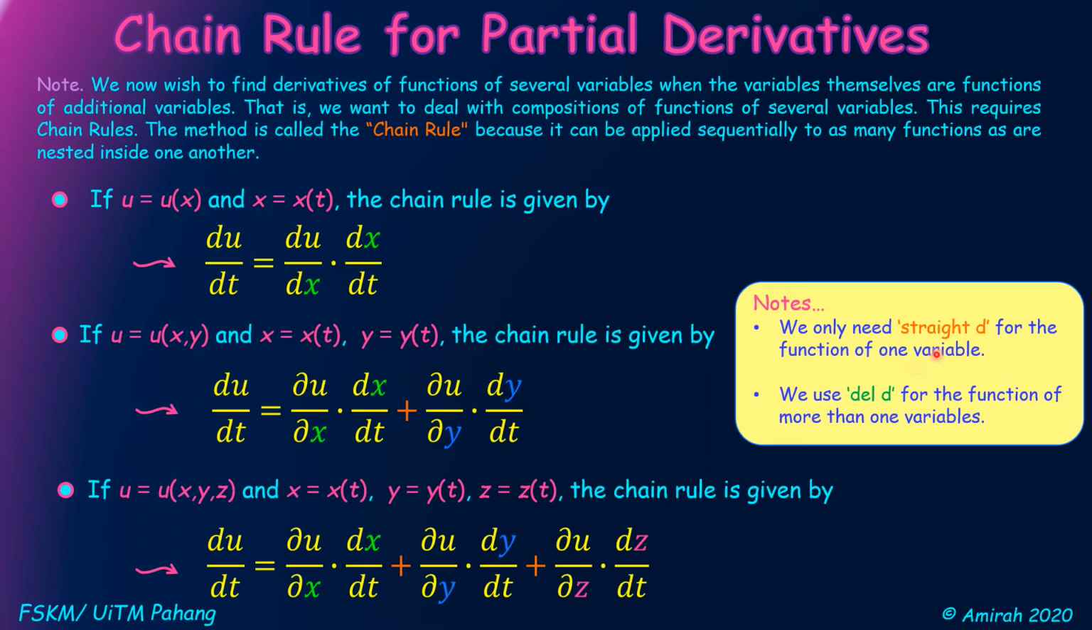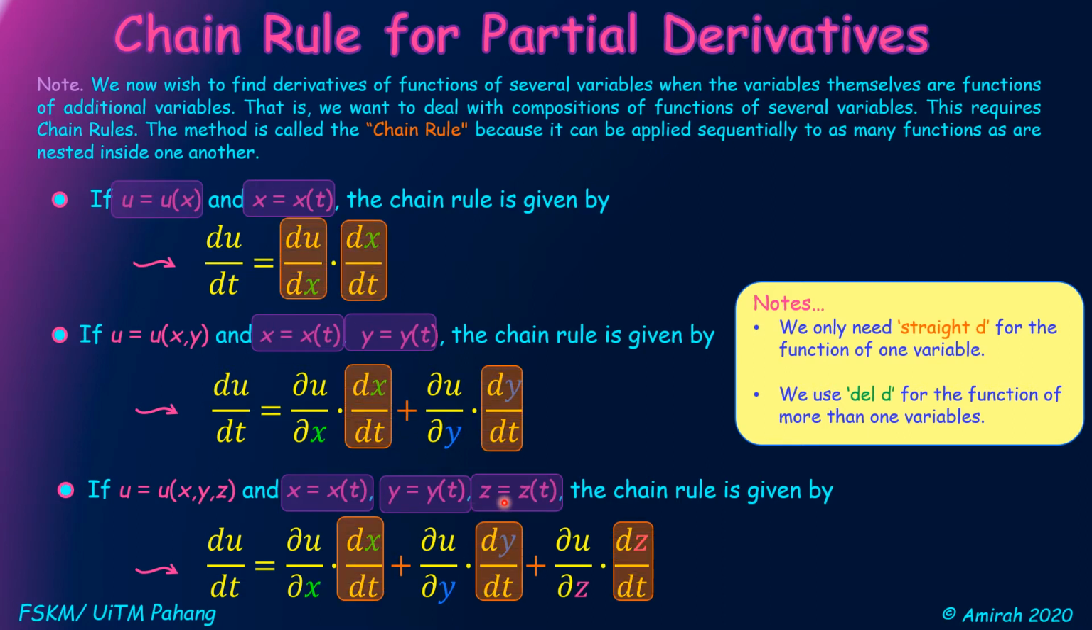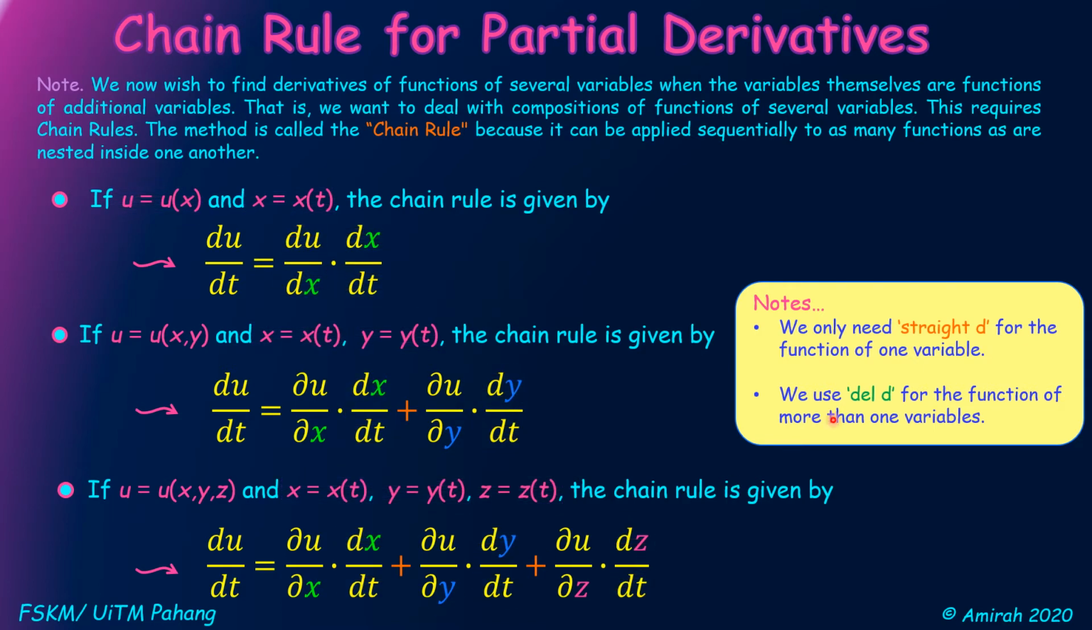Alright, we only need straight d or normal d for the function of one variable. This is one variable only, so we just need straight d. We use del d for the function of more than one variable. From here we have two and three variables, so we use the del symbol, del d.